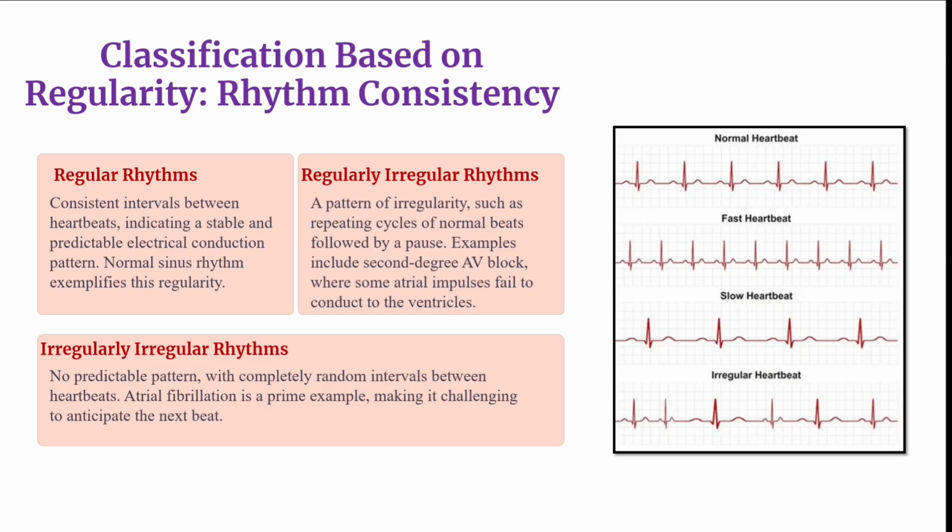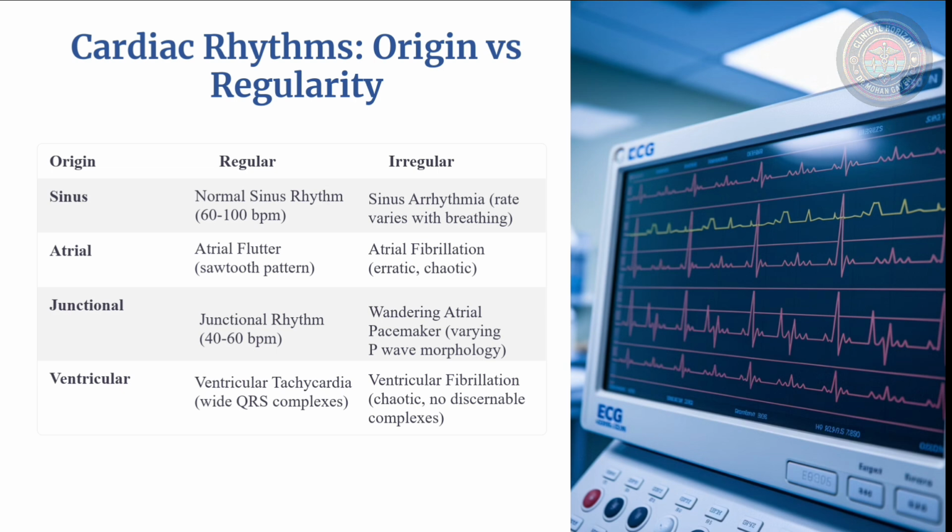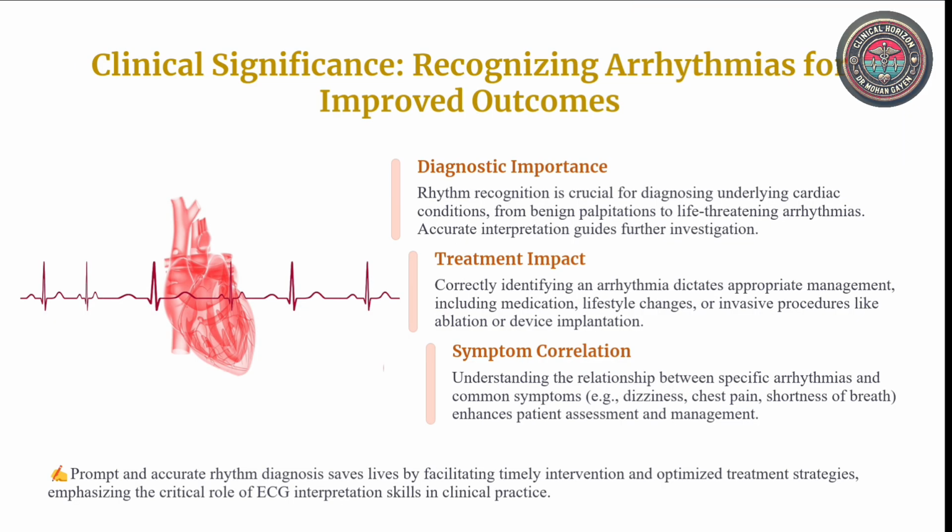Clinical significance: why rhythm recognition matters. Correctly identifying and classifying cardiac rhythms is essential for diagnosing heart disease, guiding treatment decisions, and predicting patient outcomes. Some rhythm abnormalities, such as sinus bradycardia in athletes, are harmless, while others, like ventricular fibrillation, require immediate emergency intervention. Many arrhythmias correlate with specific symptoms, such as palpitations, dizziness, fainting, or chest pain. Understanding how ECG findings relate to a patient's presentation is vital for making informed clinical decisions.